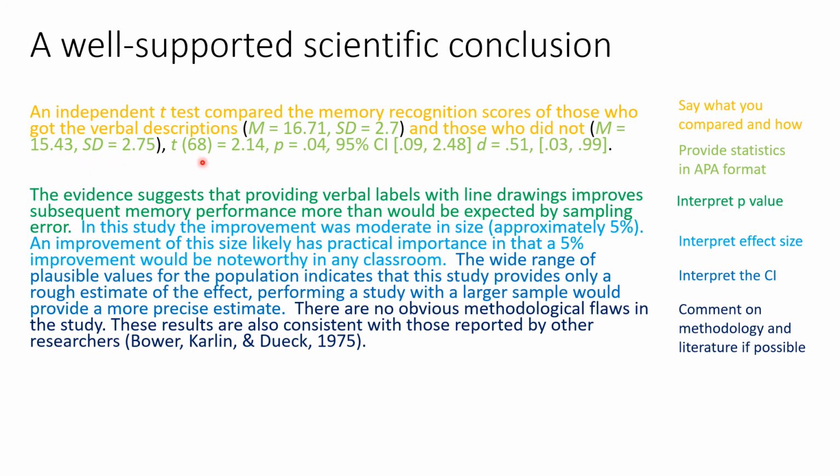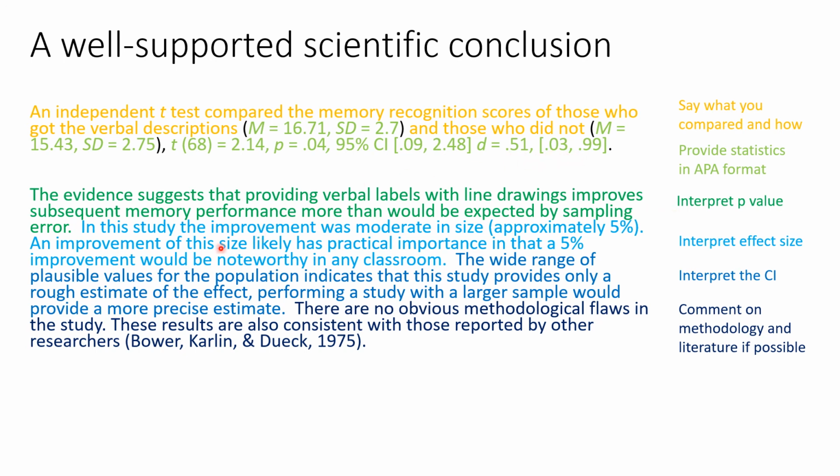We had 70 people in the study, which means our degrees of freedom was at n-2 in this case for an independent t, so that's 68. Here's our obtained t-value. Here's our p-value. Here's a 95% CI for the mean difference. And here's the 95% CI for the d, right there. And then there's the confidence interval for it.